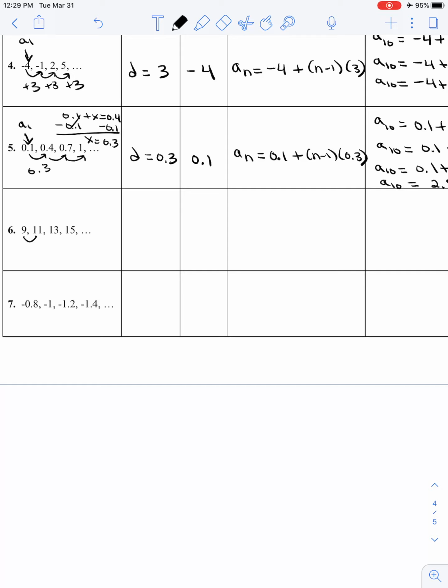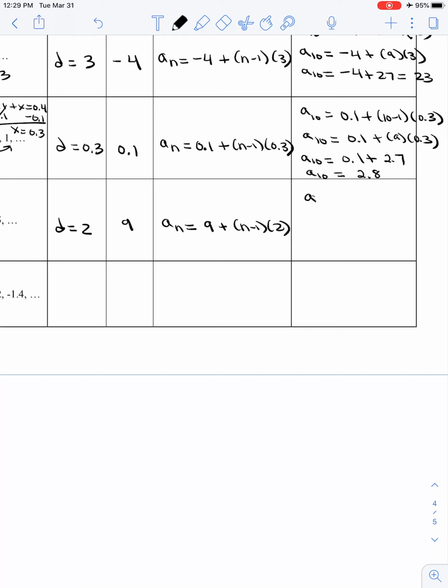Okay, let's take a look at number 6. I'm adding 2 to get from one term to the next, so my common difference is plus 2. My first term is a 9, and I can write my equation. A sub n equals a sub 1 plus n minus 1 times d. Now to find the 10th term, I plug in a 10 for n. Let's see. My 10th term is 9 plus 9 times 2. So 9 plus 18, which is 27.